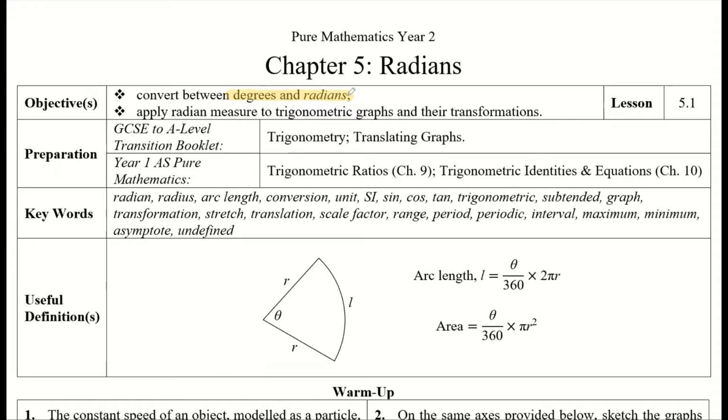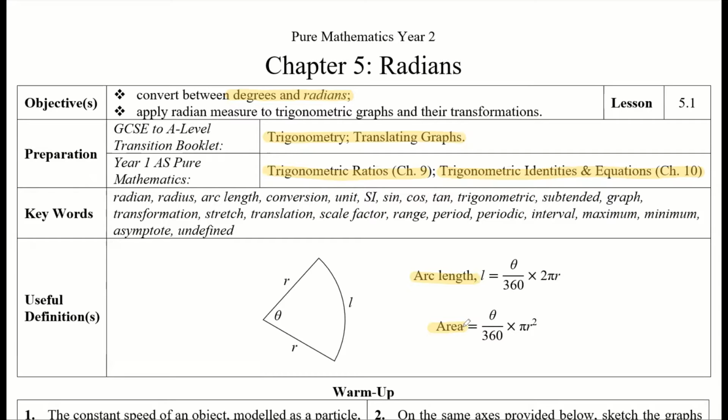There's a few things you need to know in advance. You're going to need to remember a little bit of trigonometry from GCSE and the work you did on trigonometric ratios, trig identities and equations from chapter 10 in year 1. I've also included a definition you'll be familiar with from GCSE. The definition is for finding the arc length and the area of a sector. And we're going to be using this and adapting it later on in the lesson.